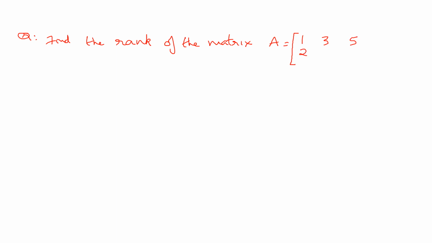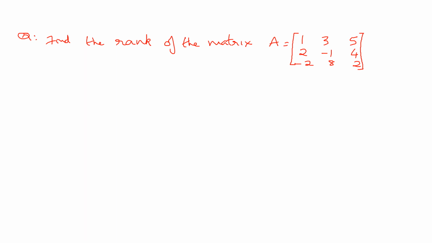Now let me write the question. You are asked to find the rank of a matrix. Find the rank of a matrix A. A is equal to [1, 3, 5; 2, -1, 4; -2, 8, 2]. So this is a given matrix.